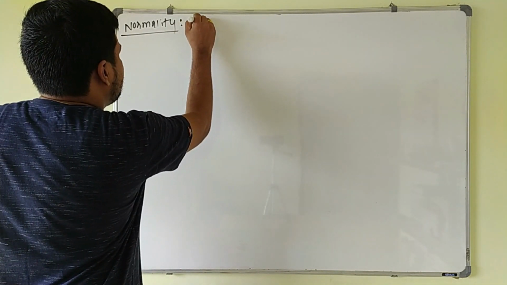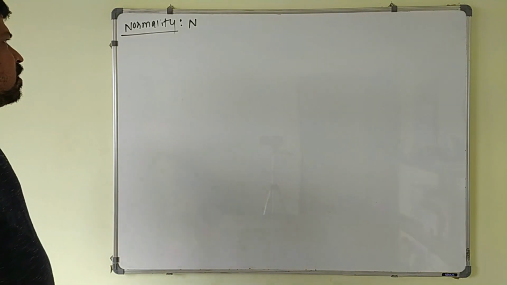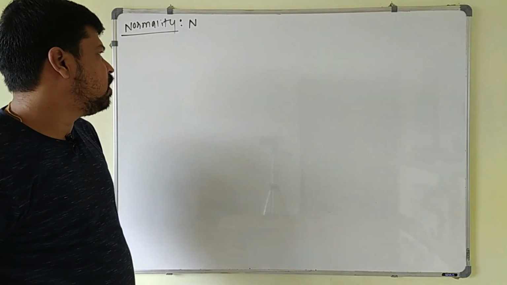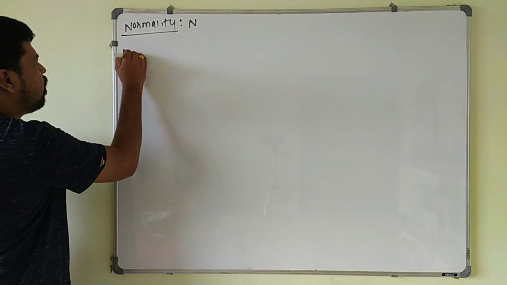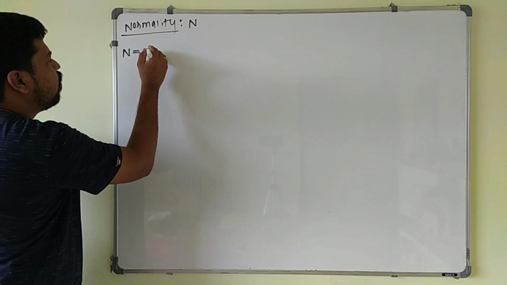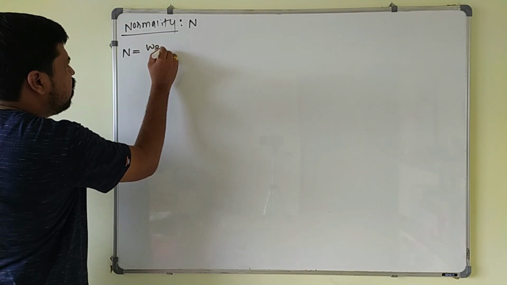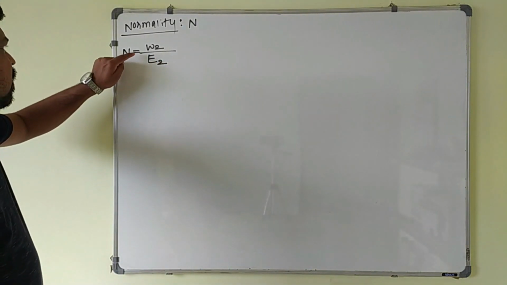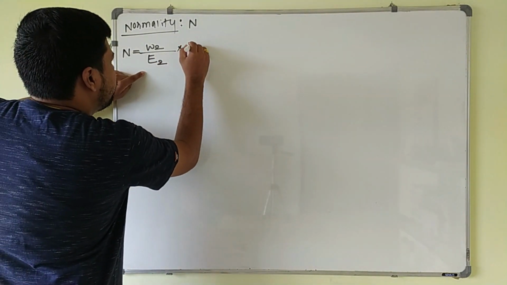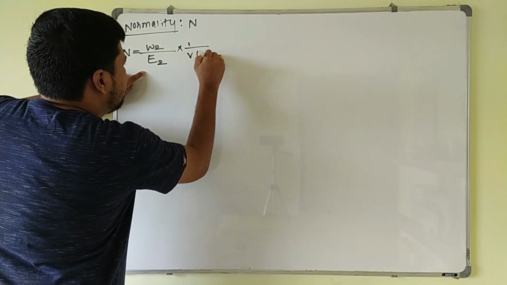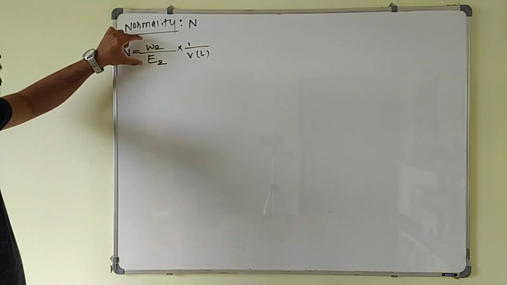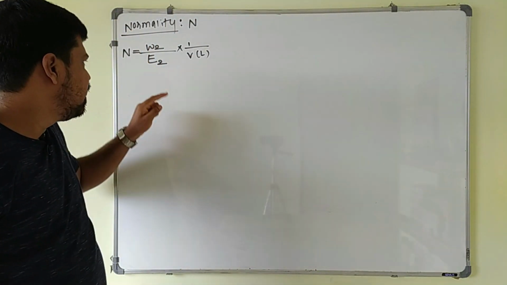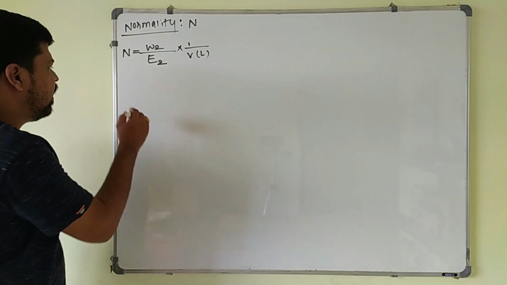The symbol for this one is capital N here. It is the number of gram equivalents of solute present in 1 liter of the solution. So I will write normality is equal to gram equivalent of solute, which is nothing but weight of solute divided by equivalent weight of the solute, E2. W2 by E2 into 1 by volume in terms of liter. The number of gram equivalents of solute present in 1 liter of the solution is called normality.